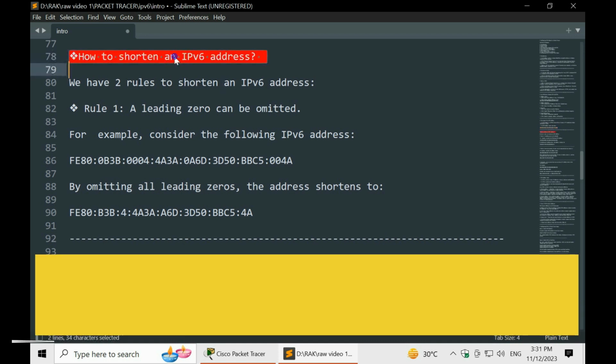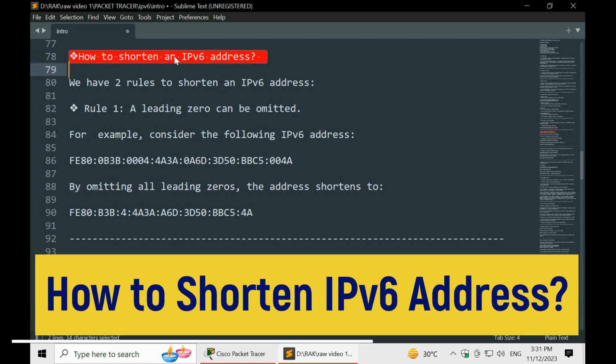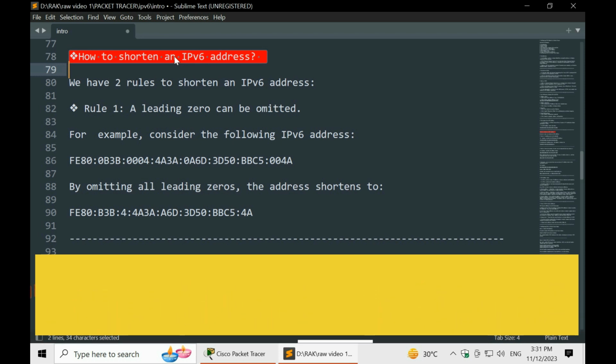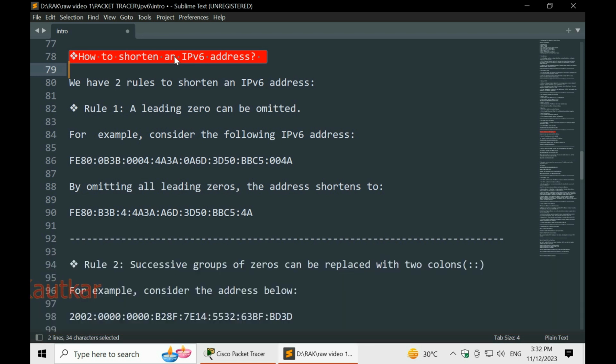Next in the discussion is how we can shorten IPv6 addresses. You can observe an IPv6 address is quite long. So they have proposed certain rules. By following those rules, we can make them a little bit shorter if possible. Let's try to understand how we can make them shorter by following the rules.